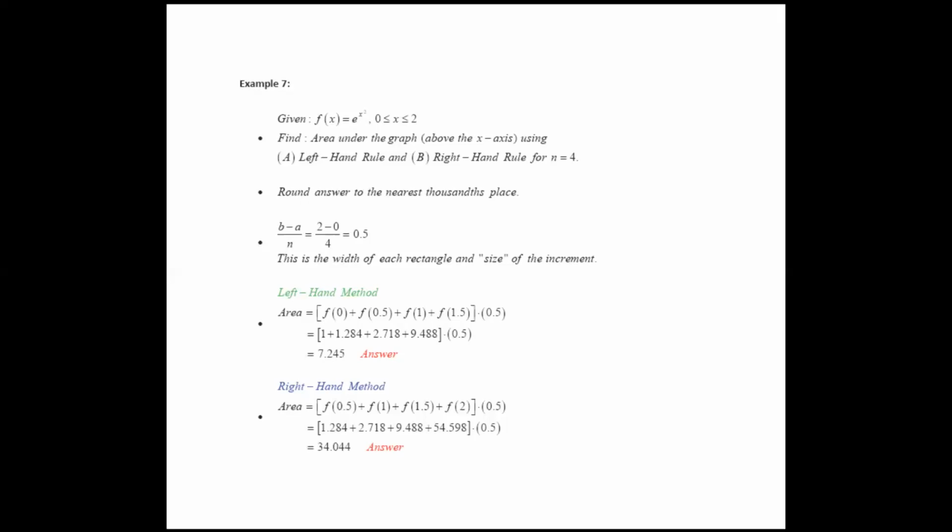Now, the right-hand answer doesn't start at 0. It starts an increment over, and my increment's a half, so it starts at a half, then goes up by a half to 1, goes up by a half to 1.5, and goes up by a half to 2, which we expect. The left-hand answer starts at 0, one increment shy of 2, and the right-hand answer, one increment over from 0, ends at 2. Again, you put these into your calculator to get these numbers, add them up, multiply by half, and this is an estimate by the right-hand method.